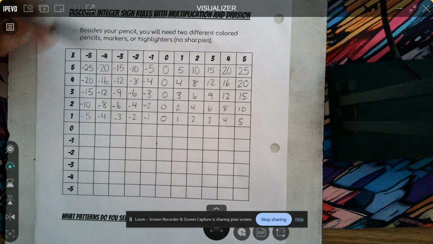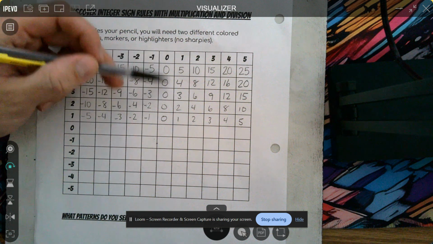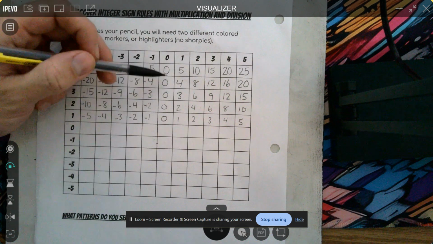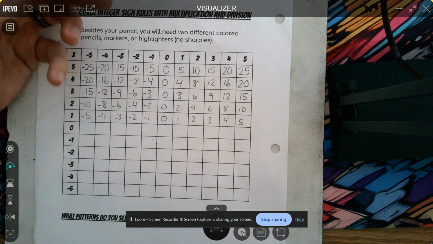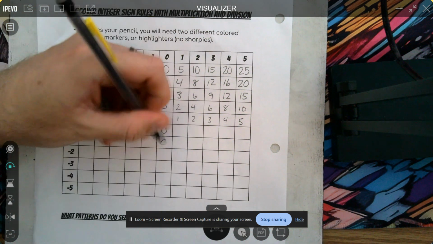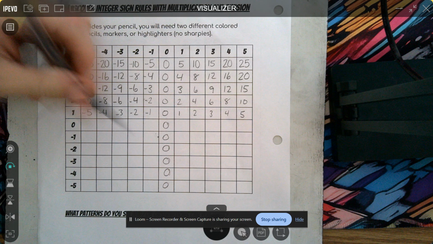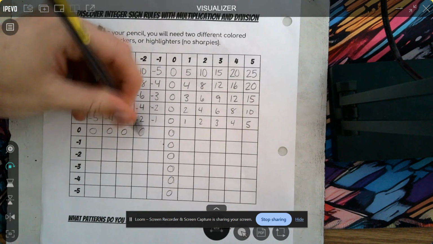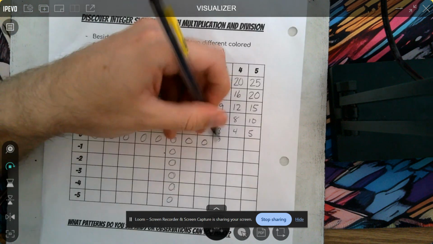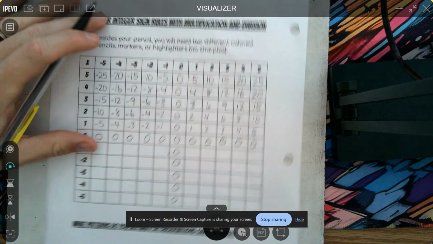All right, you might start noticing a pattern with these zeros. So you notice 0 times anything is always what? It's 0. So we can fill in all the rest of the zeros. Because you multiply any number by 0, you will always get 0.